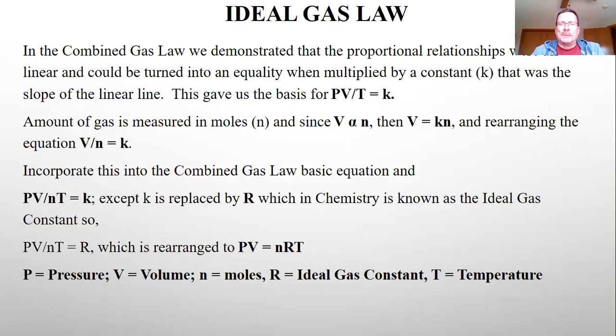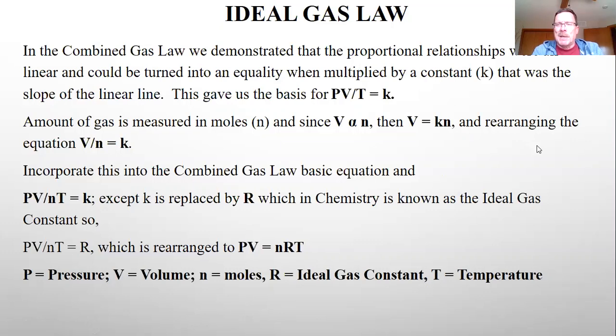Let me get my face out of the way a little bit here. In the combined gas law, we walked through the algebra showing that the proportional relationships were all linear, and so we can make them equal to a constant k. We came up with PV over T equals k. And then we could write P1V1 over T1 equals P2V2 over T2 because they both had the same constant.